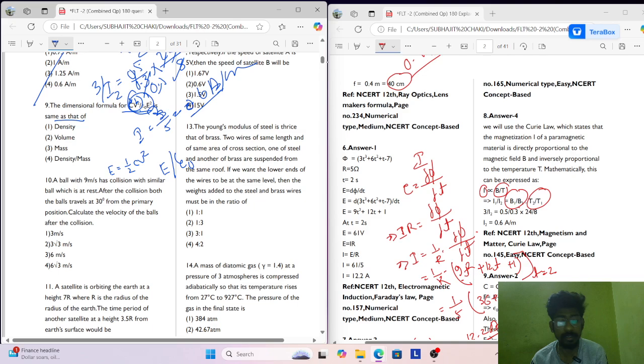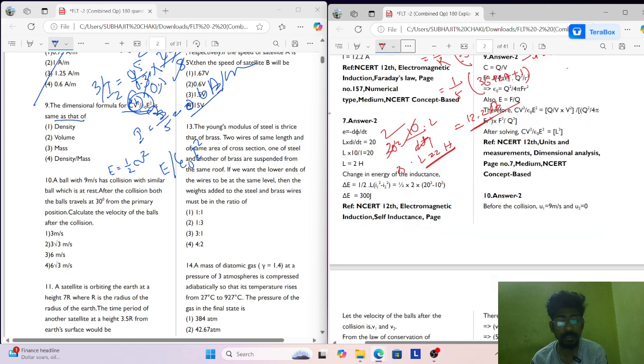Epsilon E square, where E is the electric field. Energy has the form M L square T minus 2. And what is epsilon? How to calculate the dimension of epsilon? From Coulomb's law you can calculate this. Coulomb's law says F equals 1 by 4 pi epsilon naught Q1 Q2 by R square. So epsilon will be what?